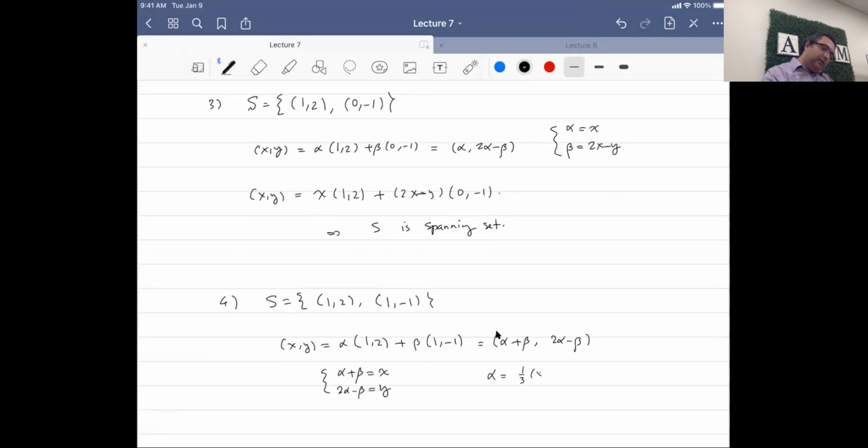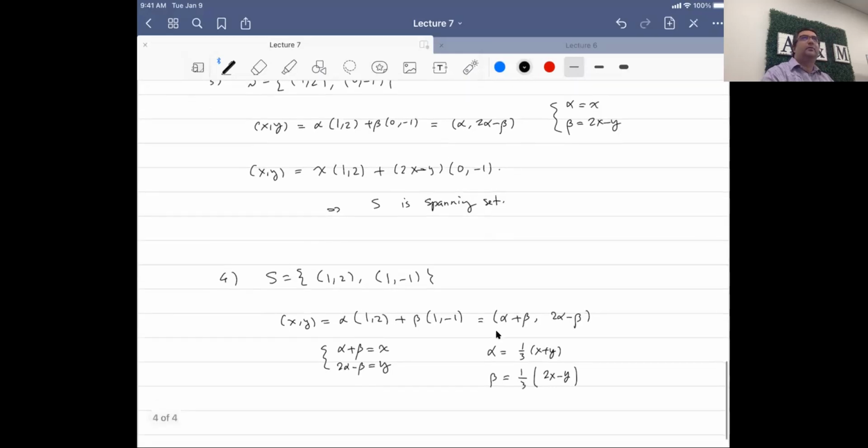so alpha is 1/3 of (x plus y). And then beta will be x minus that, which means 1/3 of (2x minus y). Does this work? If you add them now, you get x. So this is still a spanning set, right? So hopefully you get the idea that there are many spanning sets for a vector space.